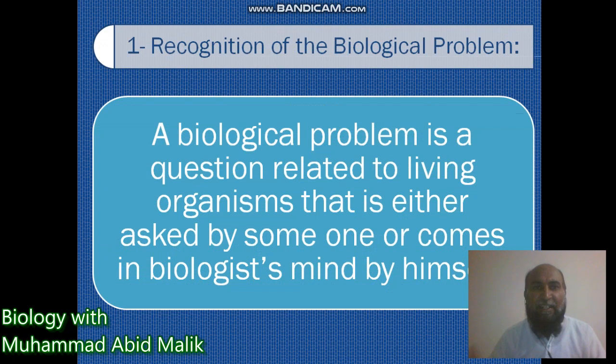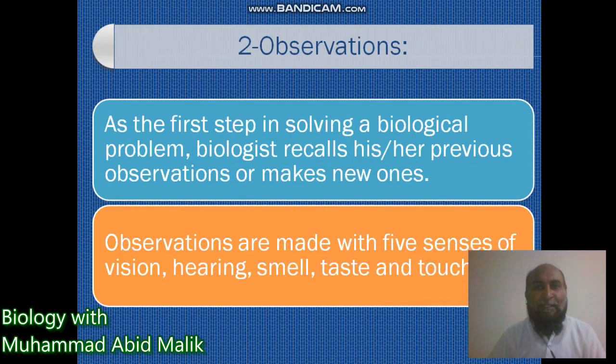First of all, we try to understand the recognition of the biological problem. A biological problem is a question related to living organisms that is either asked by someone or comes into the biologist's mind by himself. Simply said, a question that arises from someone or in the mind of the biologist is termed a biological problem, and that is the first step in the scientific method.